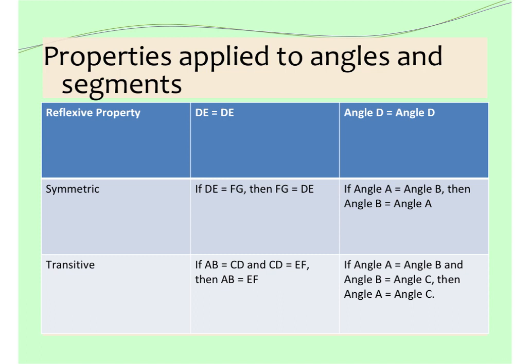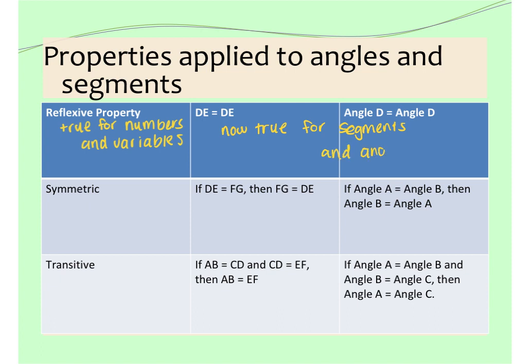So for this one, the reflexive property is true for numbers and variables. So I want you guys to write that down. Okay, and so DE equals DE. And this is now true for segments and angles. This was basically when we said x equals x, so you can say that segments are equal to each other.